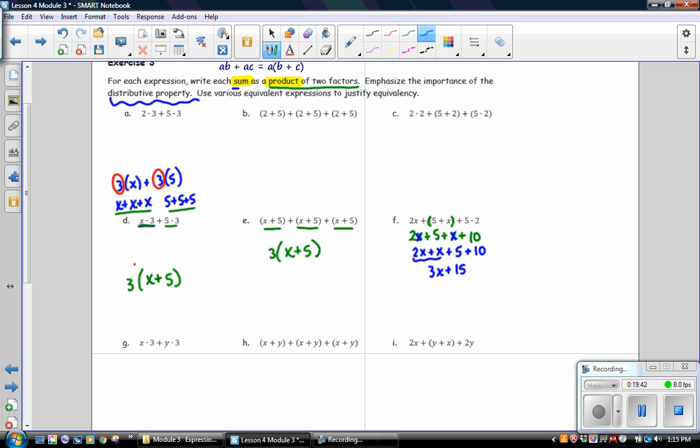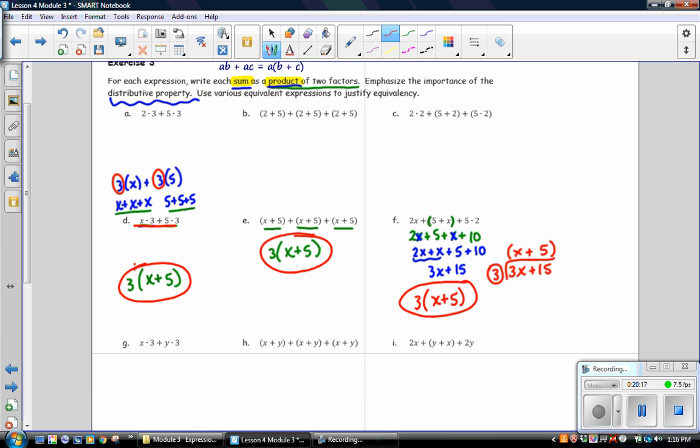Now, this is written as a sum, and we need to write it as a product. So we want to factor out the greatest common factor. 3 and 15 have a common factor of 3. 3x plus 15. Factor out the 3. 3 times x is 3x, and 3 times 5 is 15. So the two factors are 3 and the quantity x plus 5. Writing that as a product is 3 times the quantity x plus 5. Again, notice that we have 3 equivalent expressions and 3 more equivalent expressions. Altogether, all 6 of these are equivalent.